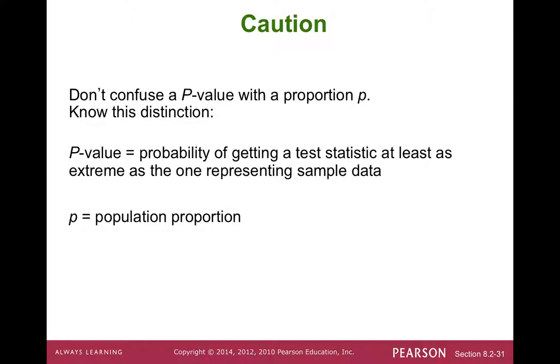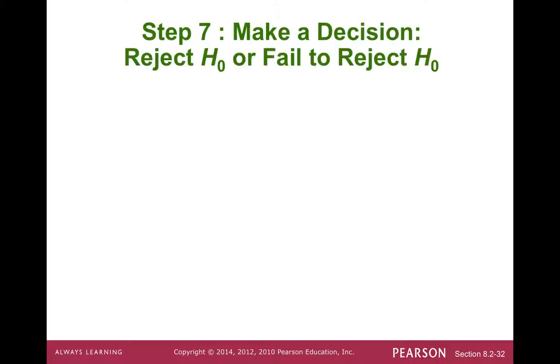A couple things that they caution you about here. Don't confuse a p-value with a population proportion. They are different. A p-value is the probability of getting a test statistic that is at least as extreme as the one representing your sample data, where your lowercase p is your population proportion. So just keep those clear because we do have a couple of things now using p's.